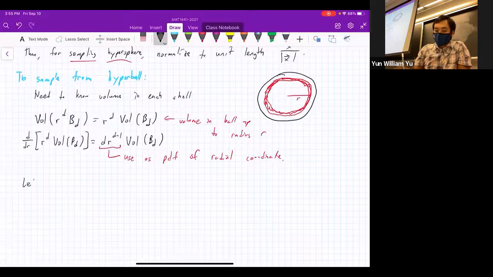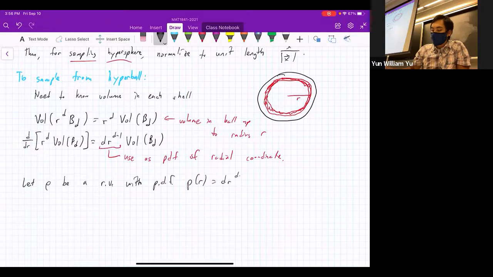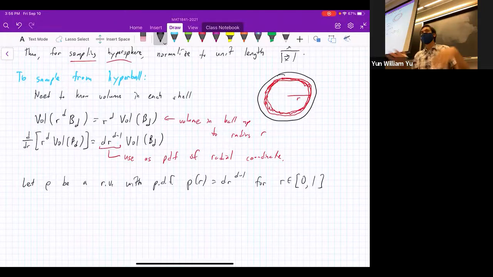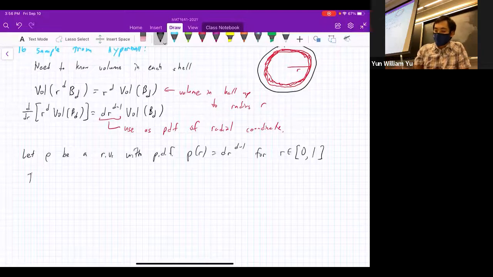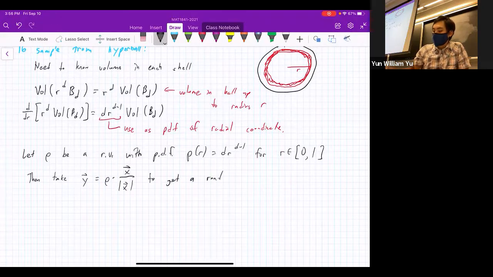And so what we end up with is we let rho be a random variable with probability density function P of r equal to d r to the d minus 1 for r in [0, 1], because of course we're sampling over radial coordinates from 0 to 1. Then all we have to do is take y vector equal to rho times x vector divided by the norm of x to get a random point in b to the d.